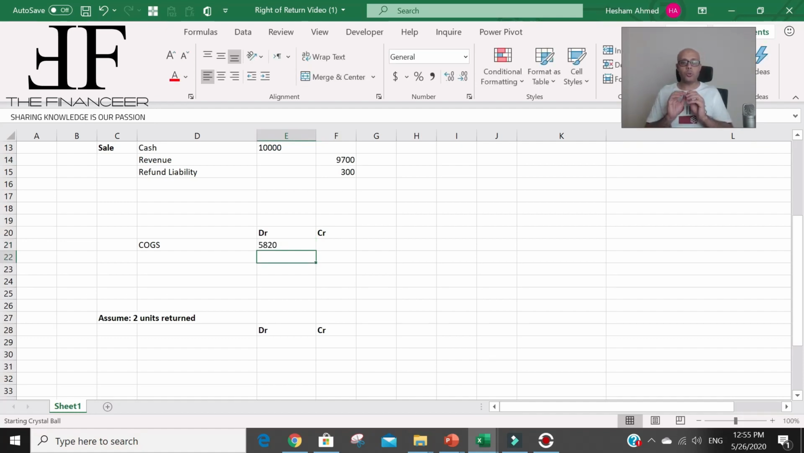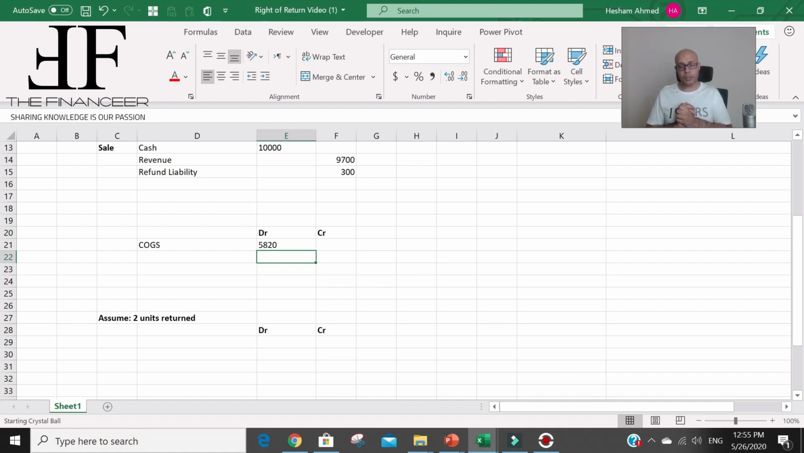So the cost of goods sold in this entry will be 5,820. This is the total amount of the cost of goods sold that are matching the same revenue that you recorded in the first entry. So you recorded revenue for 97 units, and you recorded in the cost of goods sold cost for 97 units as well. So both revenue and cost are matching in this case. There is no difference.